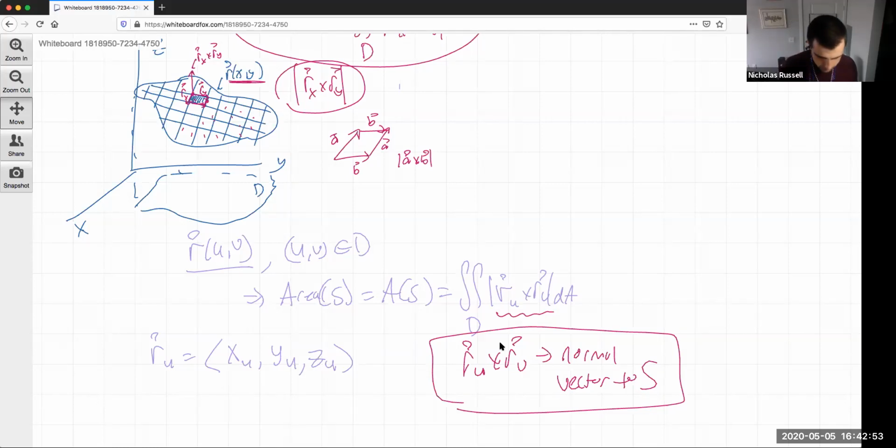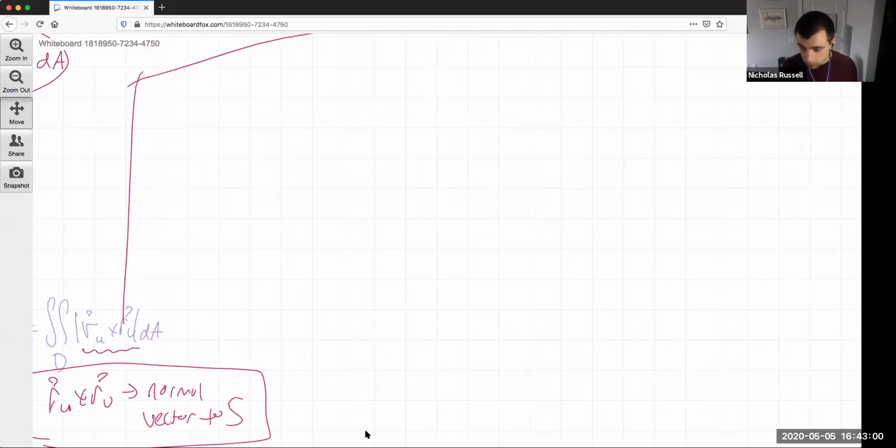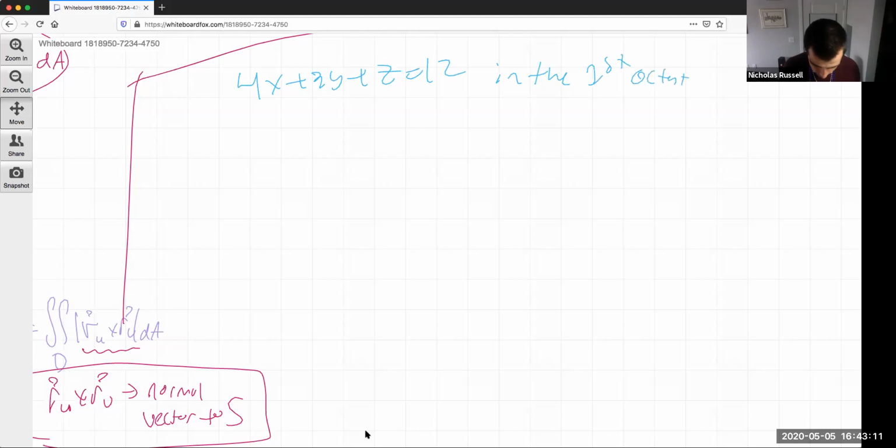The first problem I want to do is not too bad, but it's just a really, really interesting one that we'll do. I want to find the area of the part of the plane 4x plus 3y plus z is equal to 12 in the first octant. Now, I want you to remember, I'm trying to find the area. I'm not trying to find volume. You should not be finding the volume of anything. We're not doing that. You're trying to find the area of this surface.